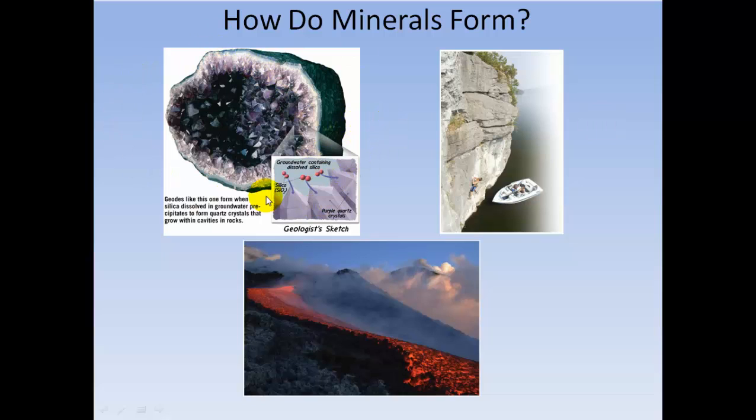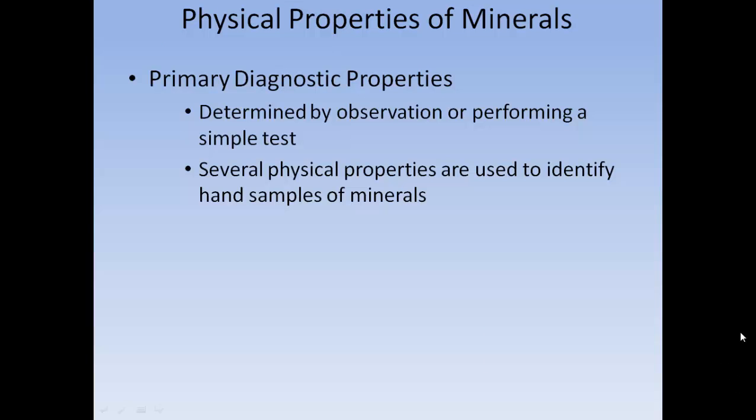So here is a geode, with silicates dissolved in groundwater that precipitate and slowly crystallize to form these quartz crystals. As this magma cools, it'll crystallize and form rock. They have several minerals. And this rock is made out of calcite, possibly, that's been secreted from marine organisms.